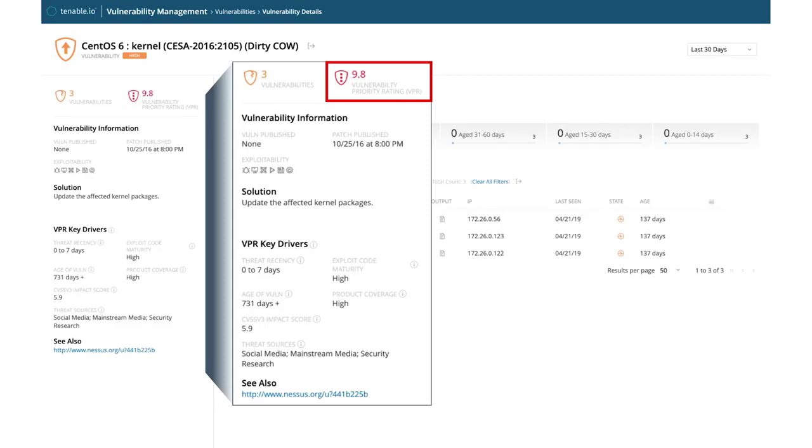If you are prioritizing vulnerabilities based on predictive prioritization, this Dirty Cow vulnerability would be at the top of your remediation queue, along with other vulnerabilities that have been or will likely be exploited.